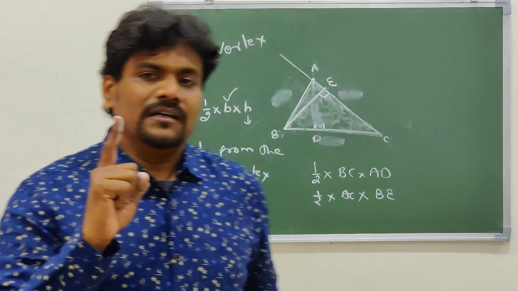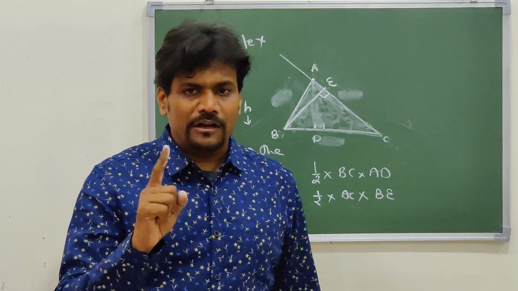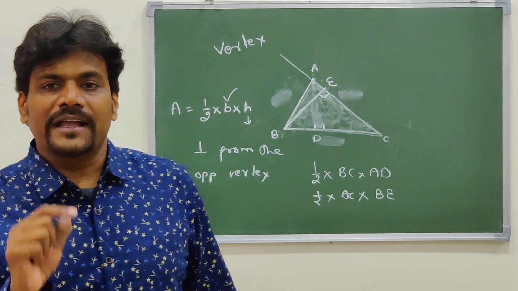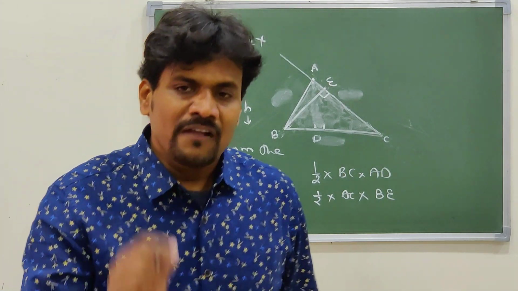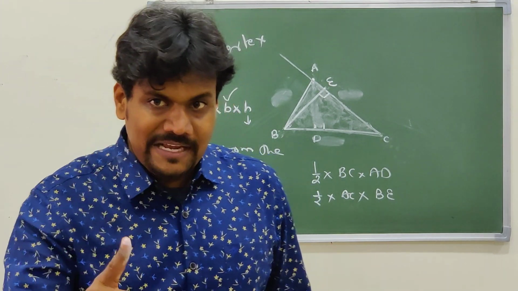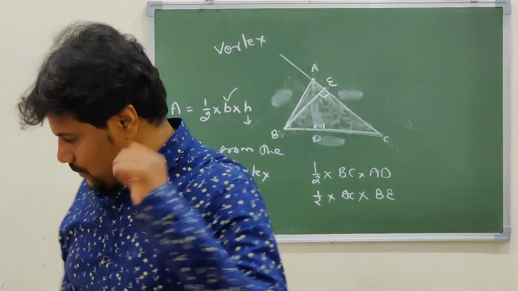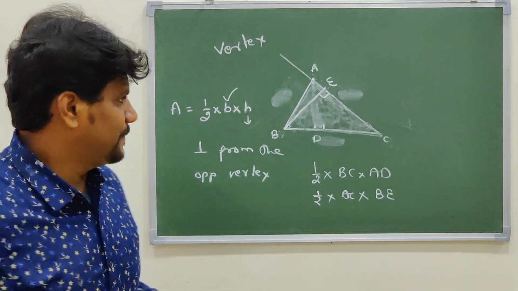So the first pre-required skill to know Heron's formula was to know how to calculate the area of a given triangle. We can only do that if we know the base as well as the height. That is one. Let's move on to the next part.